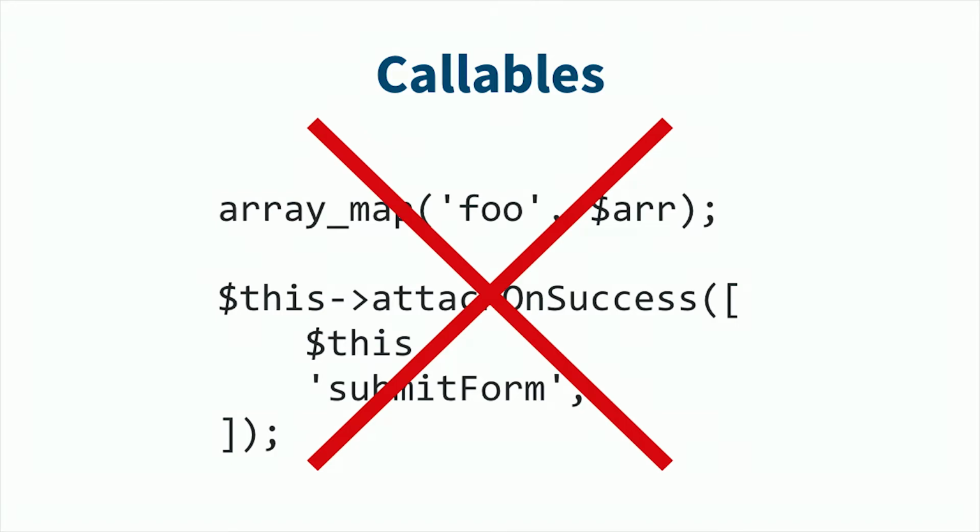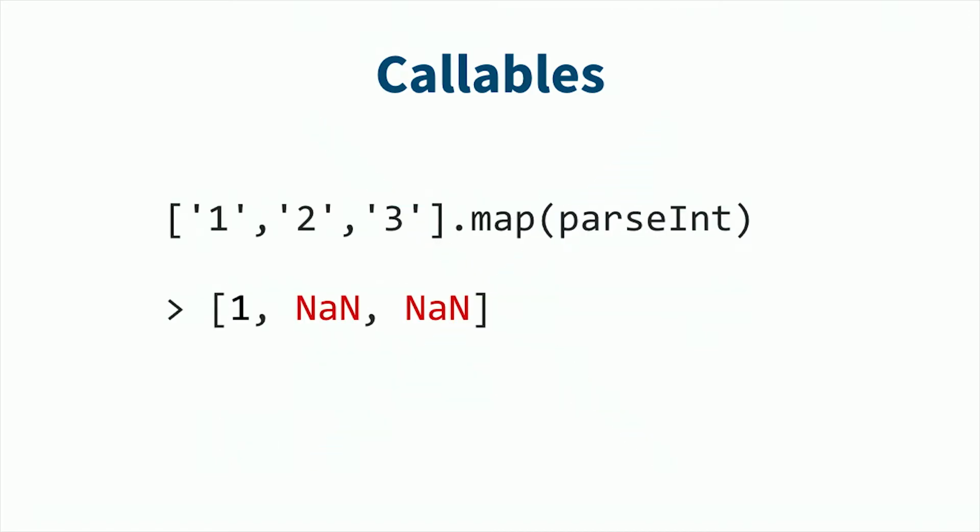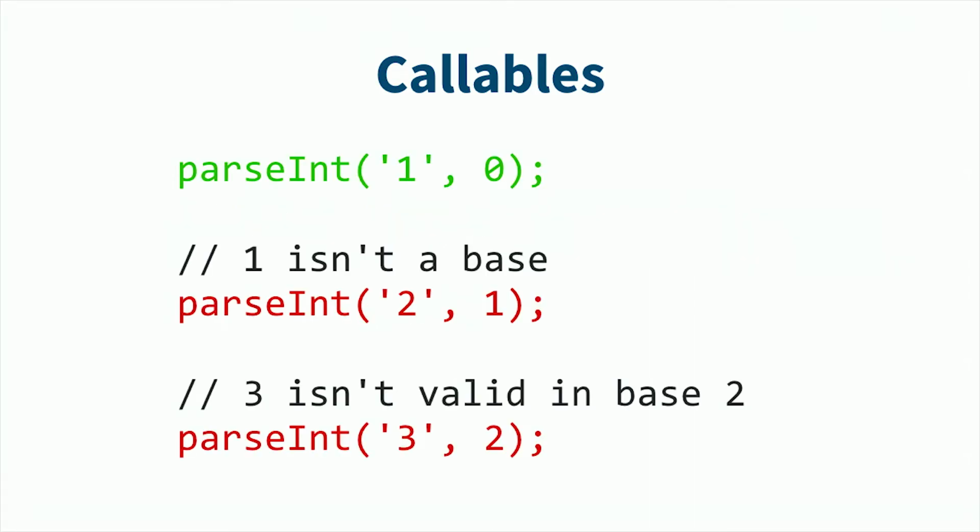And another reason not to pass functions directly like this is because it might lead to unexpected results. This is an example from JavaScript, and it doesn't return 1, 2, 3. It returns 1 and 2 not numbers, because parseInt accepts the base of the number, that means like decimal or hexadecimal or binary, as the second argument. And the map function actually passes the index of an element as the second argument. So the result is this, because the function calls look like this.